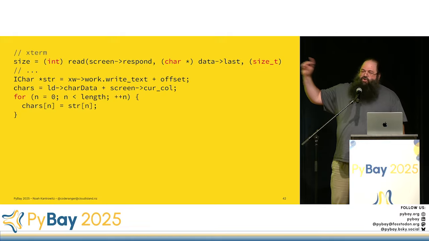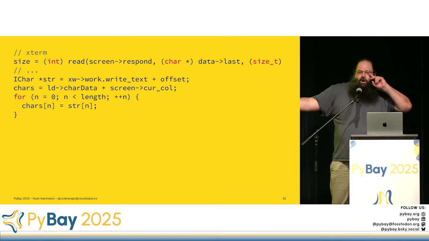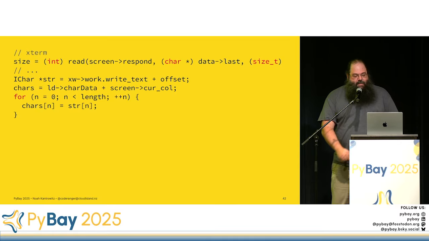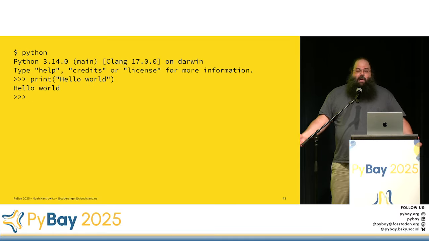And then eventually it's going to have to draw them to the screen. This is an example from Xterm. You probably don't use Xterm itself, but every terminal is going to have something like this. And so at long last, we can see our hello world exactly as expected.